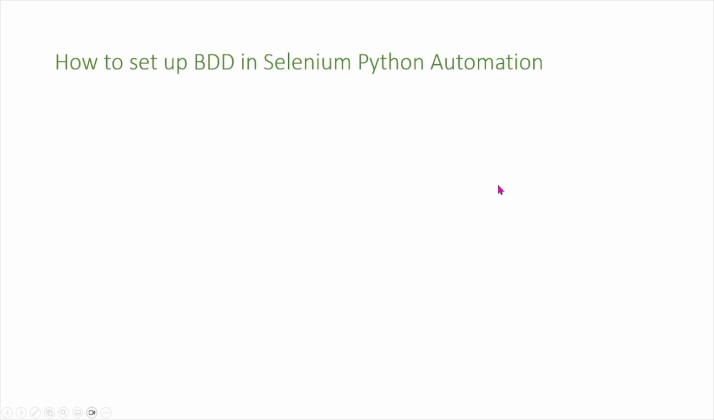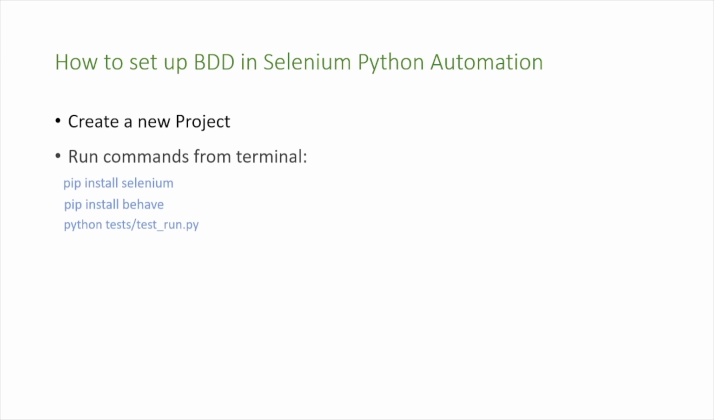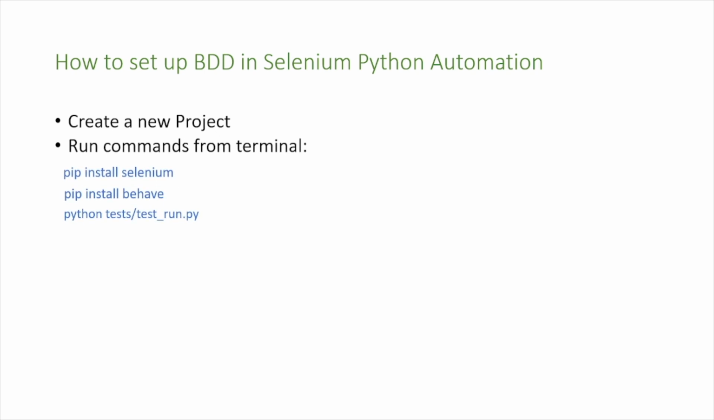So how do you set up BDD in Selenium Python automation? Well, first, I'll show you how to do this step by step, but you'll have to create a new project, and then you'll have to run some commands in the terminal. So some things that you have to do is you have to install Selenium, you have to install Behave. These are the two packages that you have to install. And then some other things, this will be to run the test later on. But let me show you what the project structure will look like.